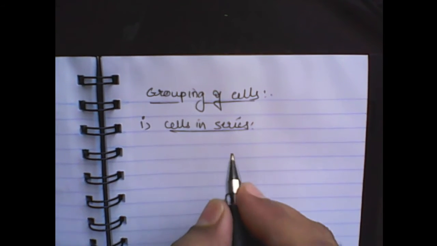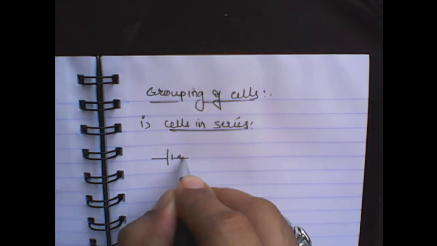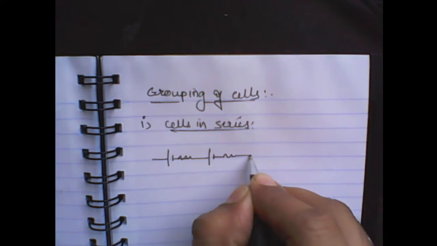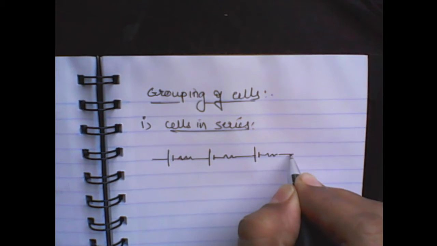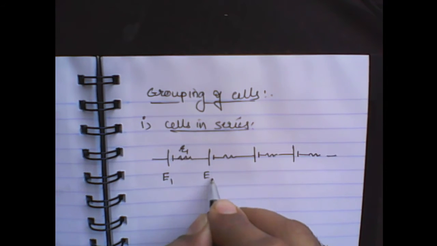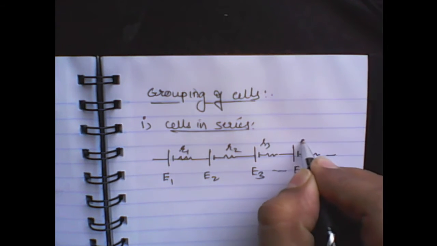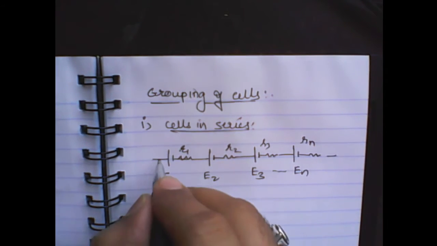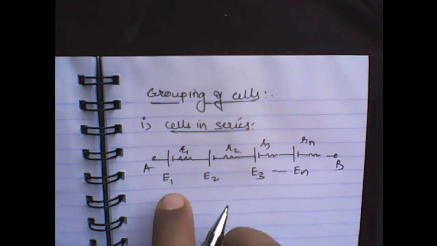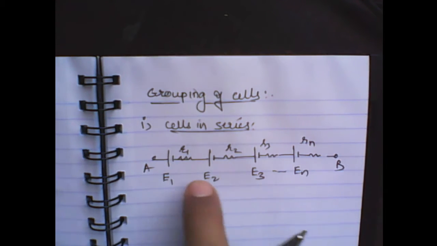So, if we consider n number of cells having EMF E1, E2, E3, ... En joined end to end as shown in the diagram, then this type of connection is called a series connection. This is E1, internal resistance r1, E2, r2, E3, r3, and so on up to En, rn. If between A and B the batteries of EMF E1, E2, E3, ... En are connected, this arrangement is called a series arrangement.